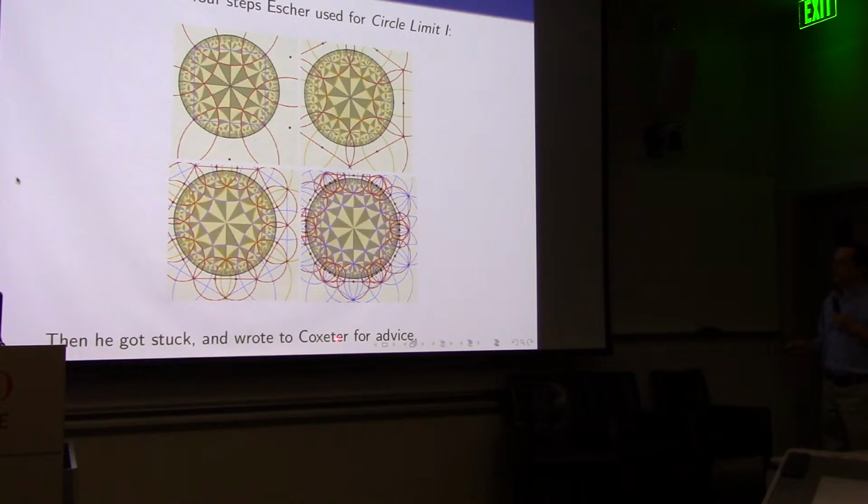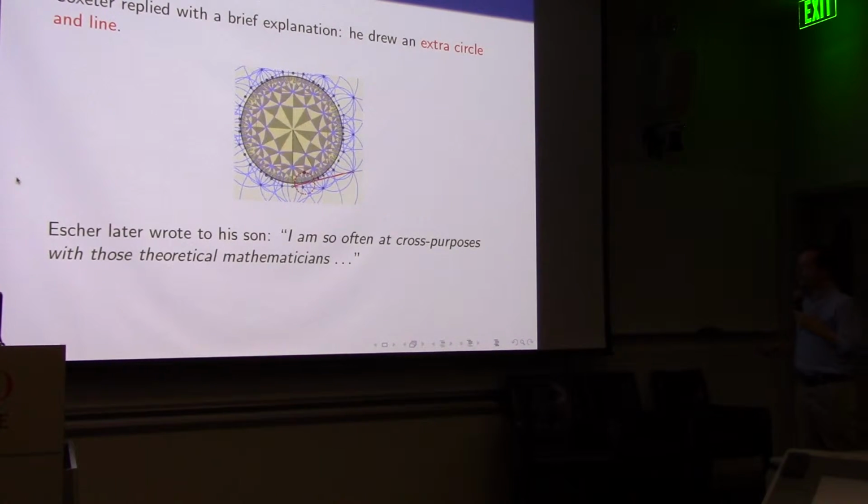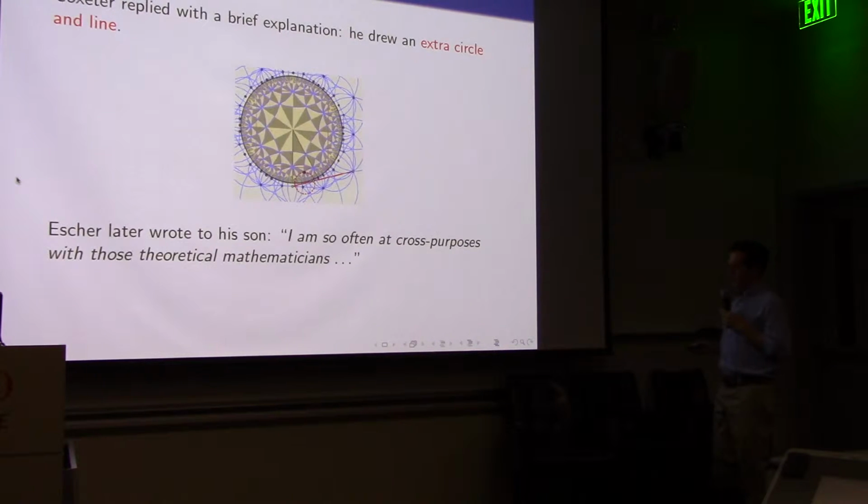And he asked Coxeter if he could give him some advice about what is the rule that's really governing this interesting pattern. And so Coxeter sent a very brief reply. He just drew this mysterious line segment and a little circle and didn't say anything more. So Escher was not very pleased with this, so he was quite frustrated.